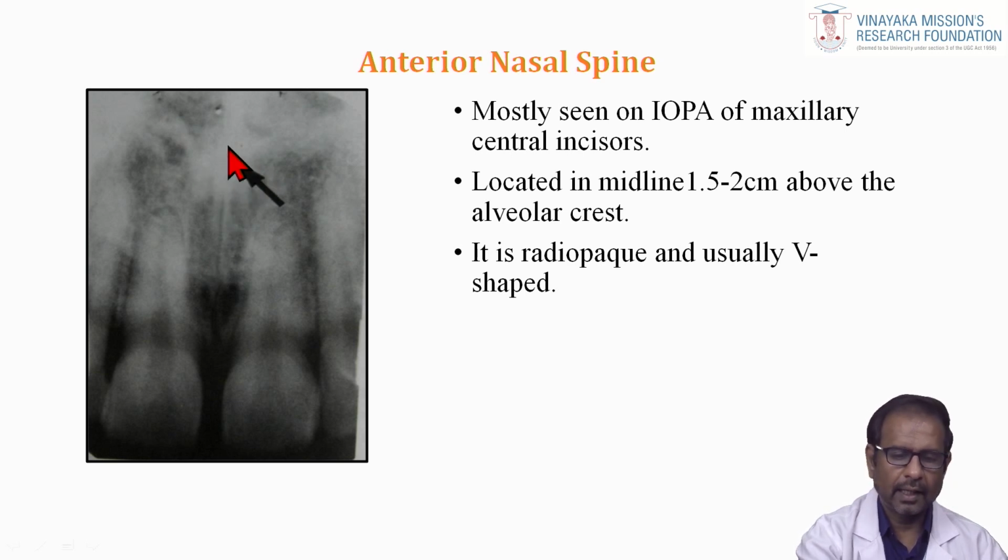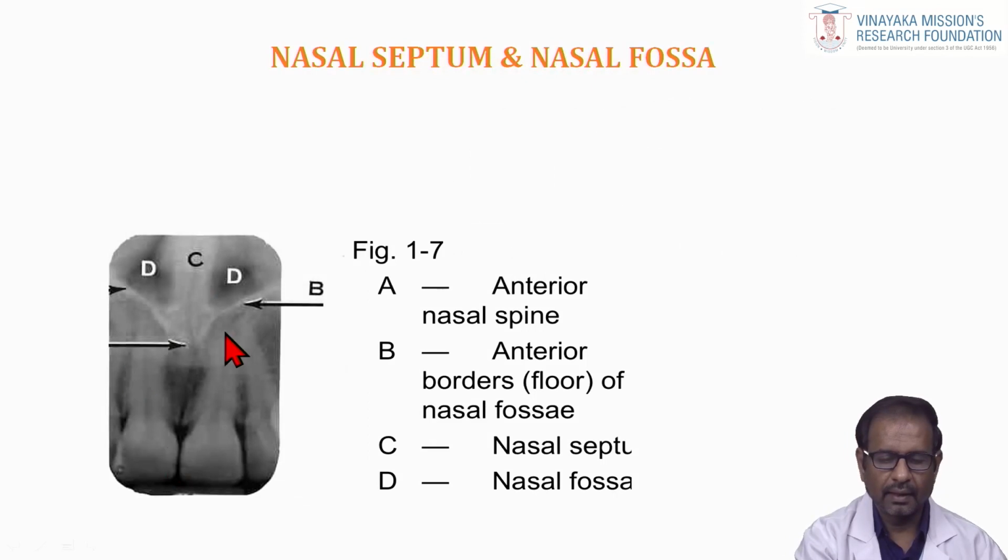It is a thick radiopaque area, usually V-shaped. This is the anterior nasal spine, usually in between the maxillary two central incisors.